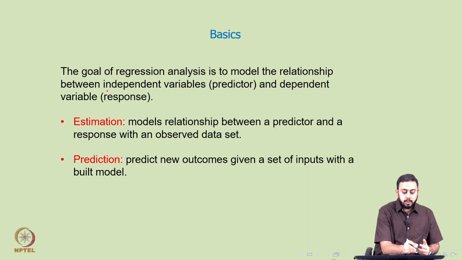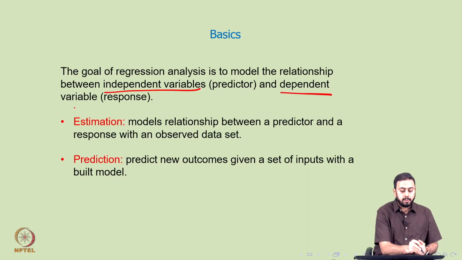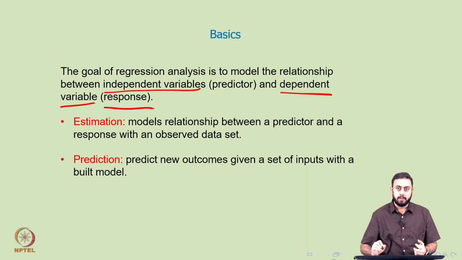Now here you see you have two different varieties of variables. On one hand you have independent variables, which are also called predictors, and on the other hand you have a dependent variable, which is also called a response. Can you tell me that out of x and y, which one is the independent variable and which one is the dependent variable?